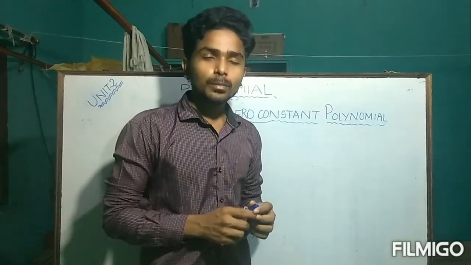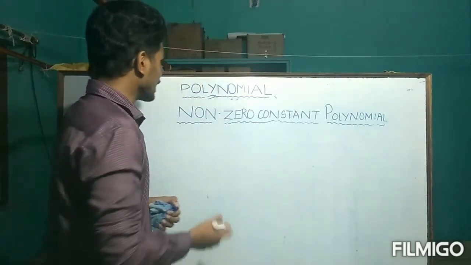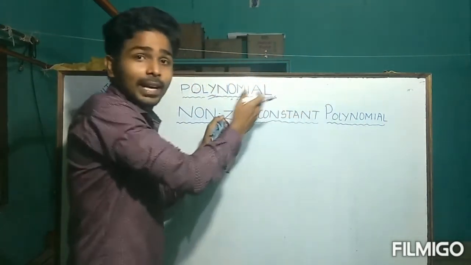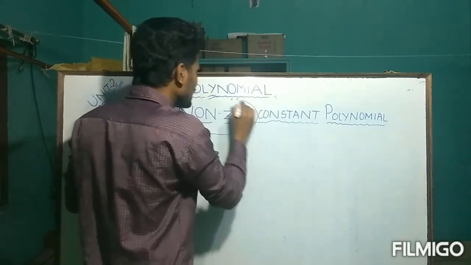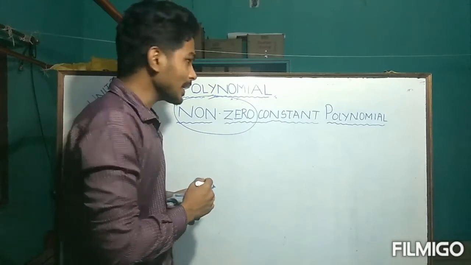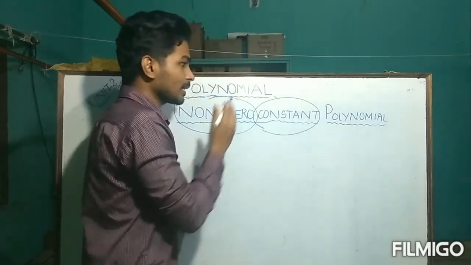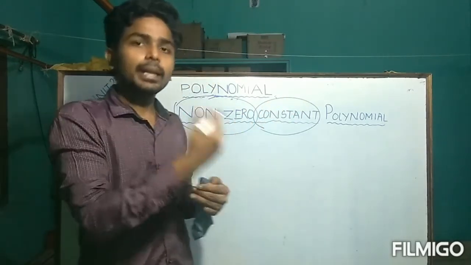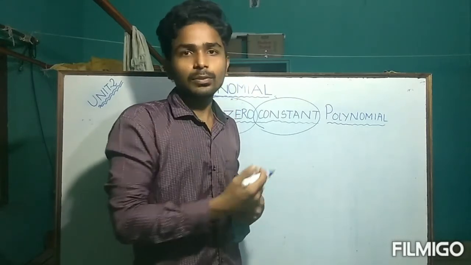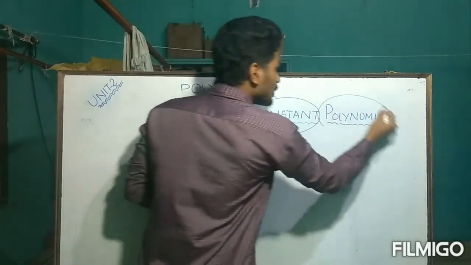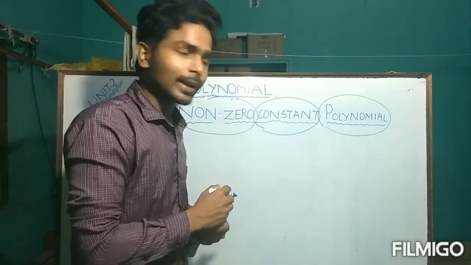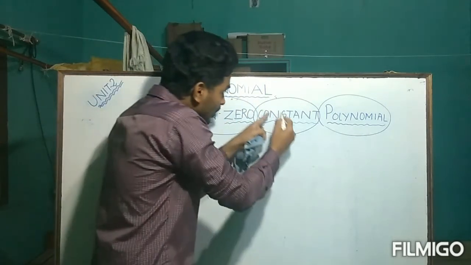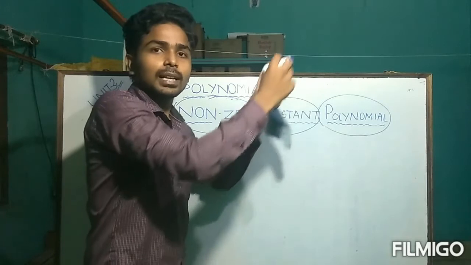Okay, we will discuss the most important term of polynomials, that is the non-zero constant polynomial. From this term we have to differentiate some terms. Non-zero means which is not zero. Constant means the term or anything which cannot vary or which doesn't vary. Whose value is always fixed, that is known as a constant. And as you know, polynomial means any algebraic expression. So any algebraic expression which is not zero and constant is known as a non-zero constant polynomial.